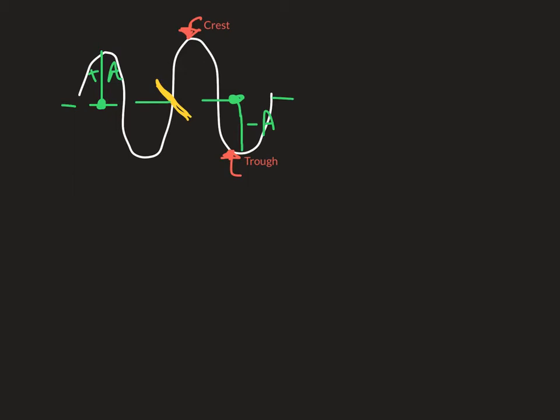So those of you that are in college algebra or pre-cal, you did trig, and at one point they taught you to look at the maximum and the minimum and divide it by 2 in order to get the amplitude.